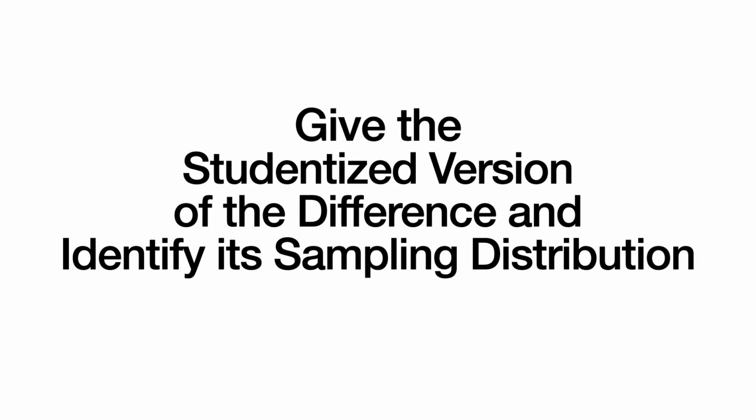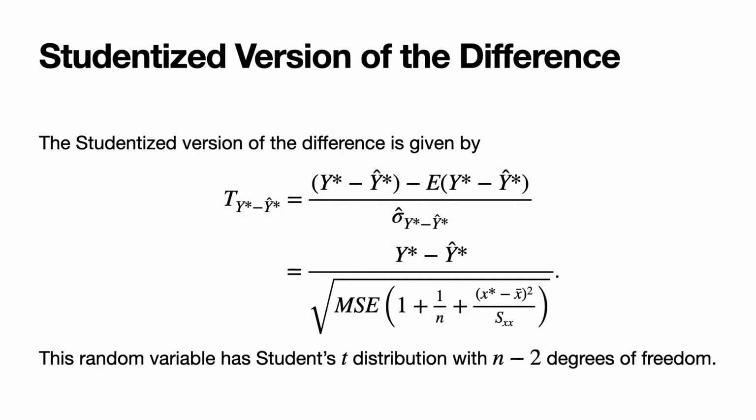Now that we have the estimator for the standard error of the difference, we can give the studentized version of the difference, and we can identify its sampling distribution. The studentized version of the difference, which will be denoted using capital T sub y star minus y hat star, is equal to the difference y star minus y hat star minus the expected value of the difference, which again is 0, all that divided by the estimated standard error of the difference y star minus y hat star.